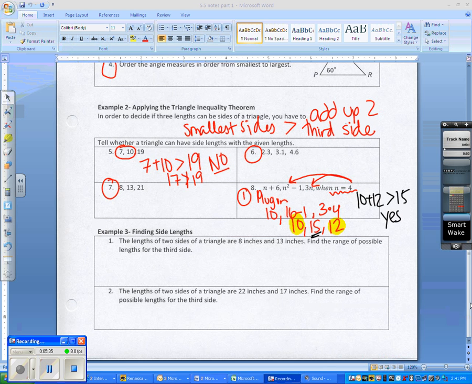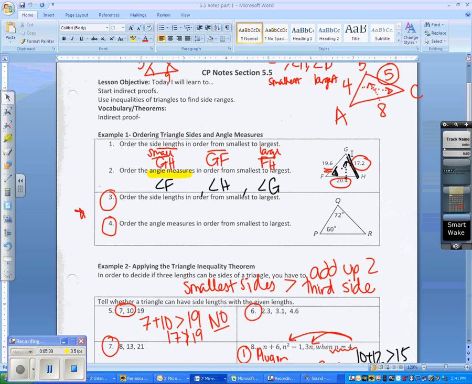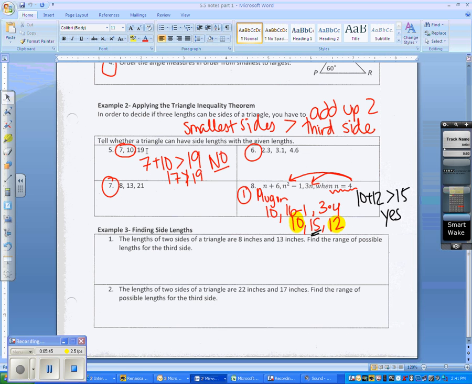Okay, so to recap, we just learned that we can order triangle sides and angle measures, and we can also classify triangles. And then given 3 sides, we can also tell whether or not it's actually going to make a triangle. And I have a funny story to tell you. Last thing we're going to really talk about before we move on to some application problems is finding side lengths.